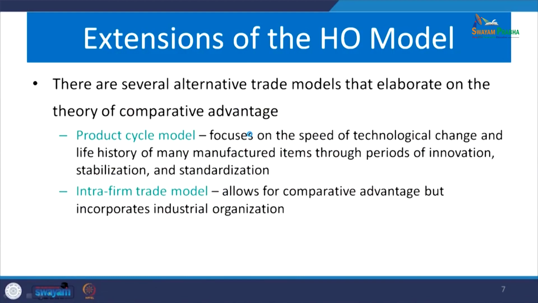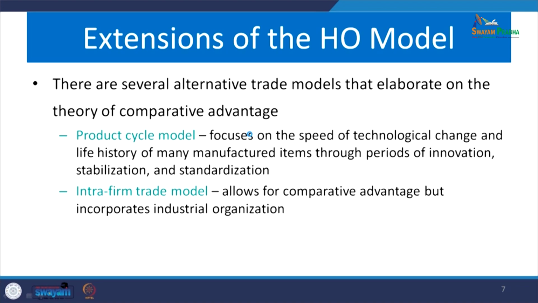Now let us understand, we have so far understood the Heckscher-Ohlin model, its assumptions, criticisms, and even facts and figures. In previous lectures we did that. Now, let us fill up the gap with some extensions of the HO model. There are several alternative trade models which again elaborate the theory of comparative advantage, but as an extension of HO, because they largely emphasize the modern assumptions of neoclassical theory.